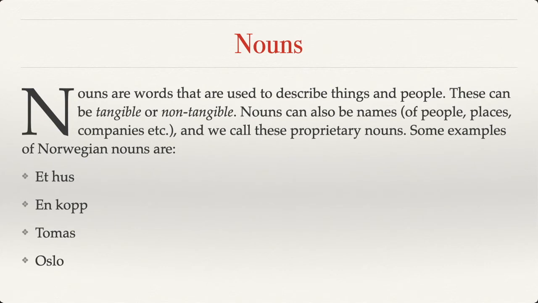In terms of kinds of nouns, they can be people, places, companies, and we call these proper nouns. Basically, if a noun is describing the name of something, that will be a proper noun. And they have a slightly different treatment that we'll look at at the end of this video. So we've got some examples of nouns: ett hus, en kopp, Thomas, Oslo. These are all examples of nouns.